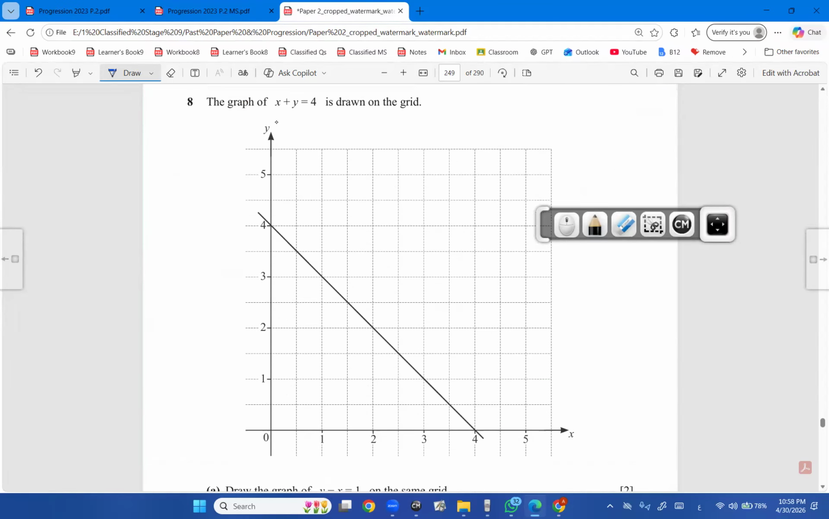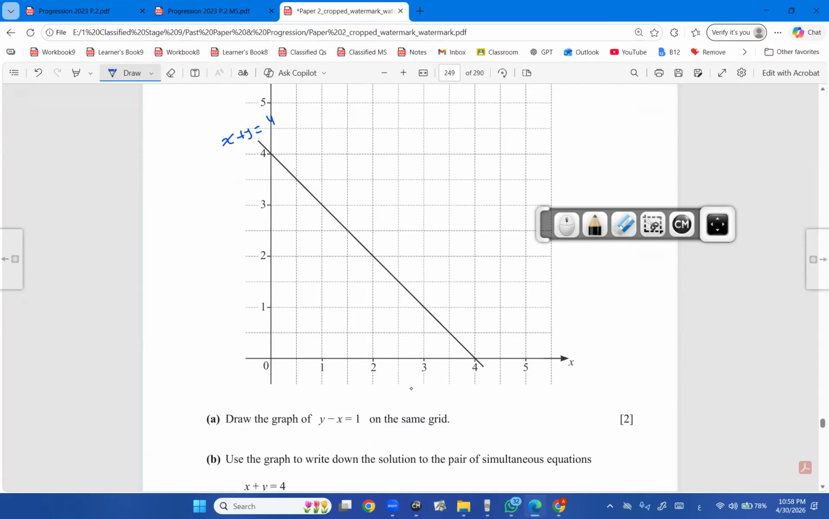Next question. The graph of x plus y equals 4 is drawn on the grid. So this is x plus y equals 4. Draw the graph y minus x equals 1. First, you need to make sure that y is the subject, so y equals 1 plus x. Now substitute x with 0. When x is 0, y is going to be 1. 1 plus 0 is 1. When x is 1, then y is going to be 2. When x is 2, y is going to be 3. When x is 3, y is going to be 4. This is enough.